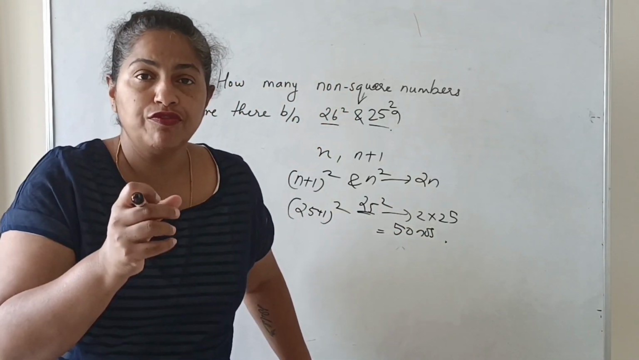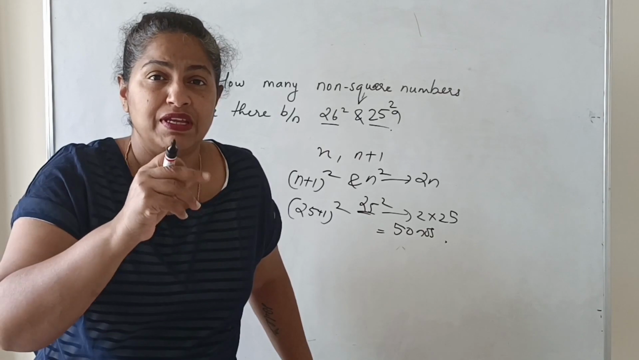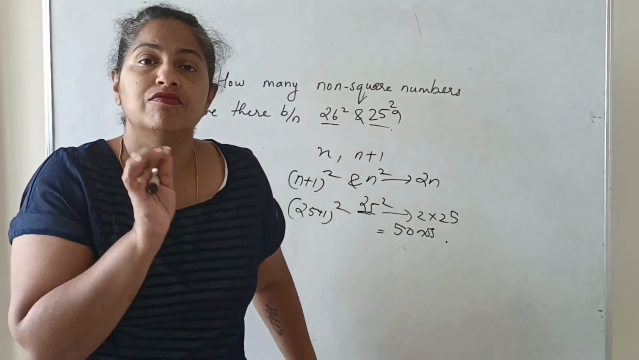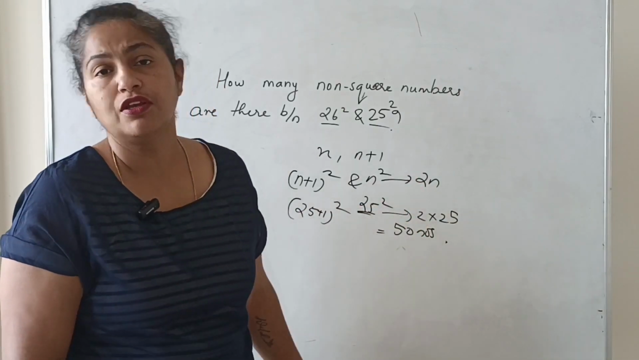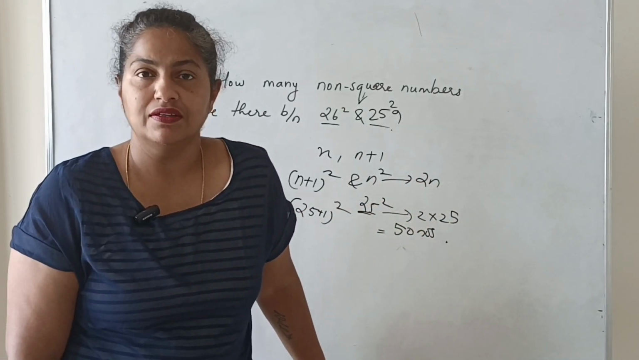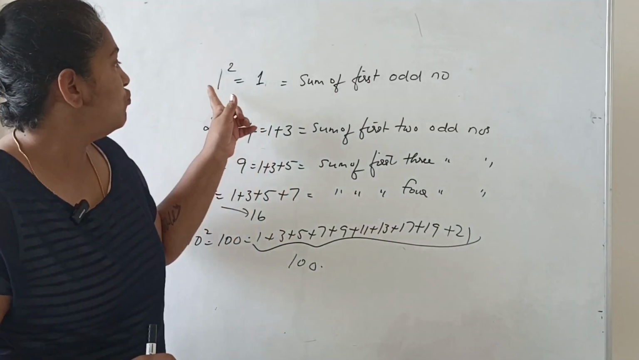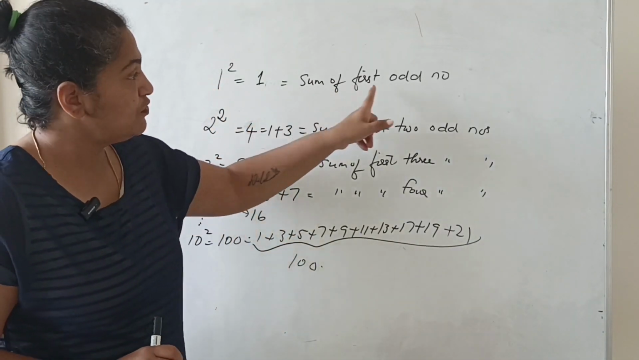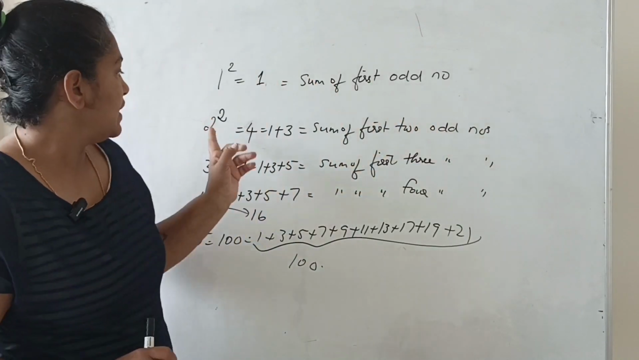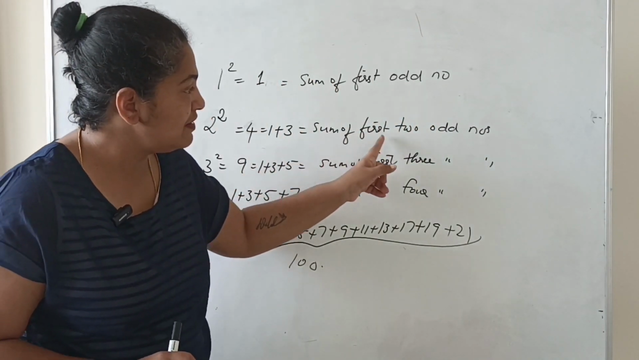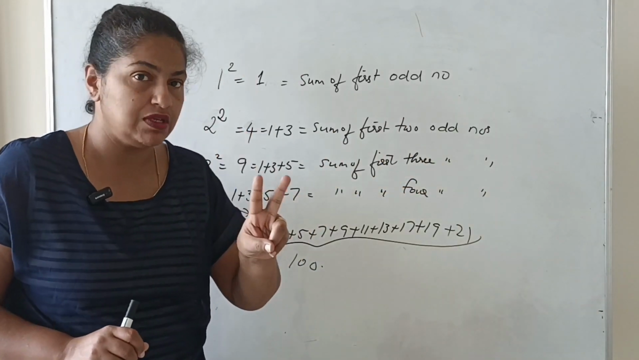So in order to find the number of numbers in between two consecutive square numbers, we need to use this particular formula. Now, let us have a look at this particular pattern. 1 square will give me 1, which is the first odd number. 2 square is 4, which is basically 1 plus 3. It is basically the sum of the first two odd numbers.